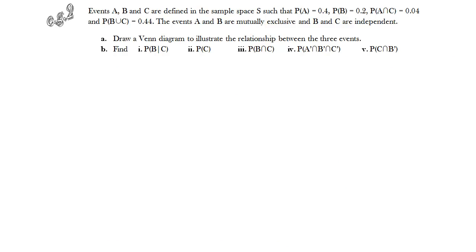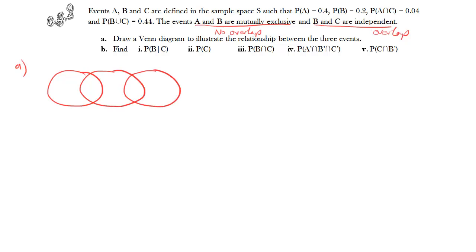Okay, example two. I recommend pausing the video and just reading this to take in the information. Now, we're asked to do a Venn diagram for the first thing, so we can use this fact: A and B are mutually exclusive. They will not overlap on the diagram. B and C are independent, therefore they will overlap. And as far as A and C are concerned, we don't know either way, so we will draw an overlap. And so it's going to look something like this. Okay, with A at one end, B at the other, they don't overlap. C in the middle, overlapping both of them.